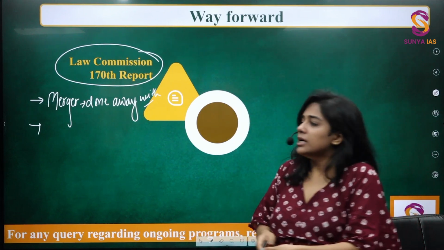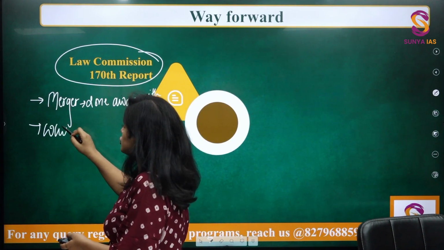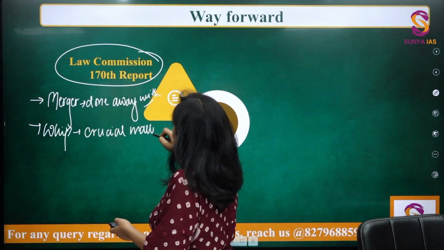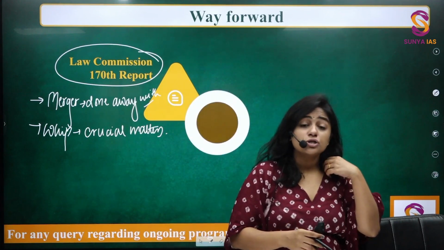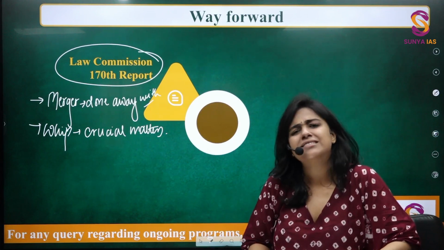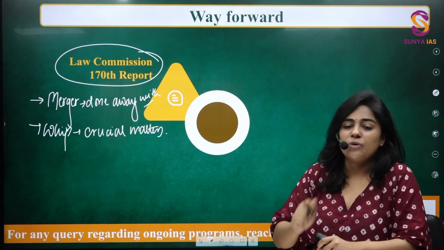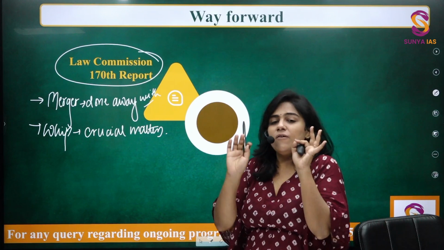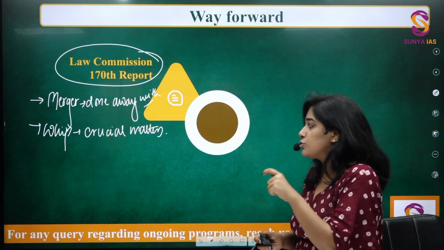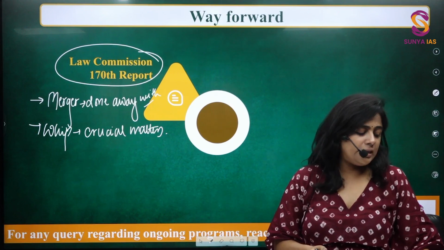Right? Second, within the Law Commission itself, that whip should be issued only on crucial matters. It's not that you're asking just for attendance, or just to criticize the opposition party or the ruling party, saying there has to be a whip. Whip should be very, very selectively used, and this is to make sure that freedom of speech and expression is not violated. Fine.